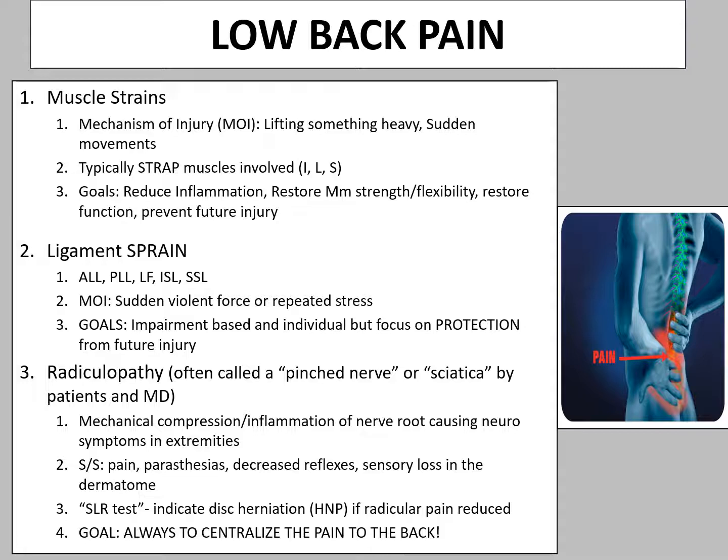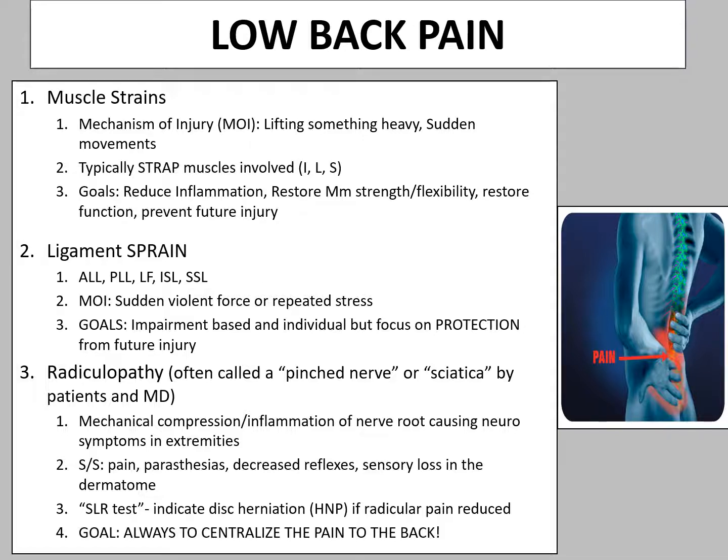A radiculopathy, or a pinched nerve, where there is pressure being put on the nerve root, causes paresthesias, numbness and tingling down the extremities. They can have decreased deep tendon reflexes. They can even have a dermatomal sensory loss. A way of looking at it in the lumbar spine is doing what they call a straight leg test to see if that position increases their radicular pain. Then you could think that there's a herniated disc in the lumbar spine putting pressure on a nerve root.